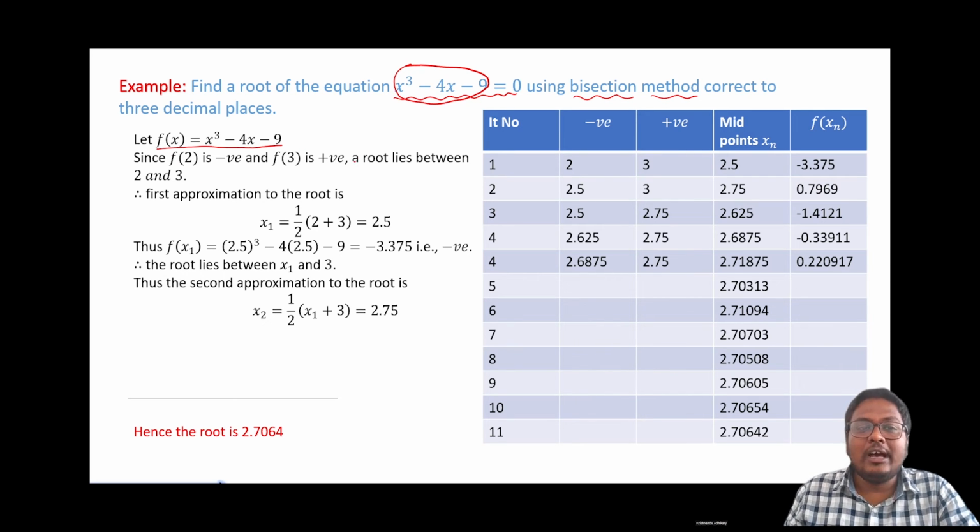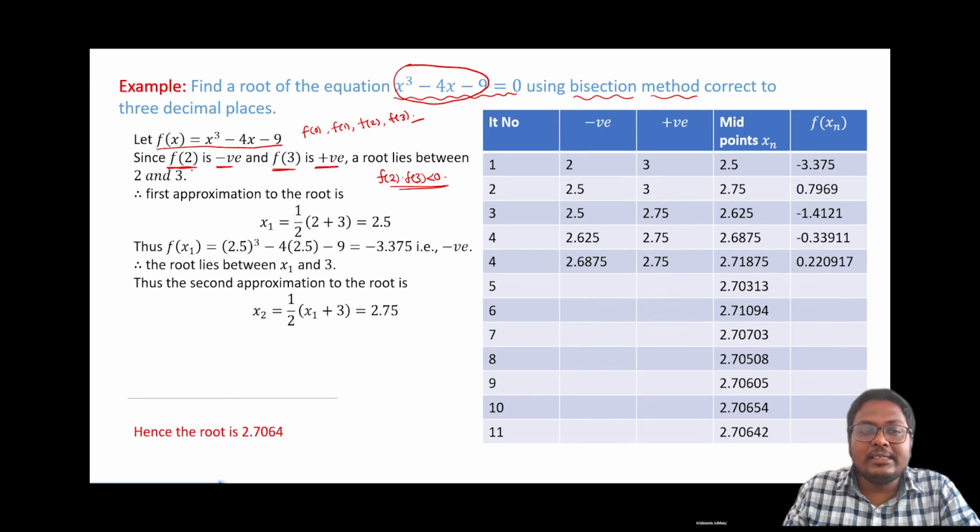Now, after that, we have to find the values f of 0, f of 1, f of 2, f of 3, like that. After finding the values, I have seen that f of 2 is giving a negative value and f of 3 is giving a positive value. So that means the multiplication of f of 2 and f of 3 will be less than 0. So from here, we can decide that our root lies between 2 and 3.